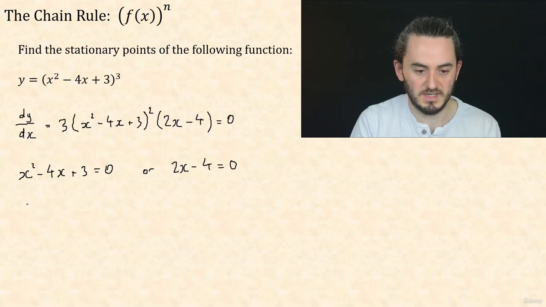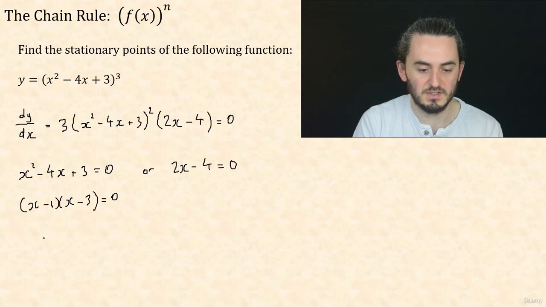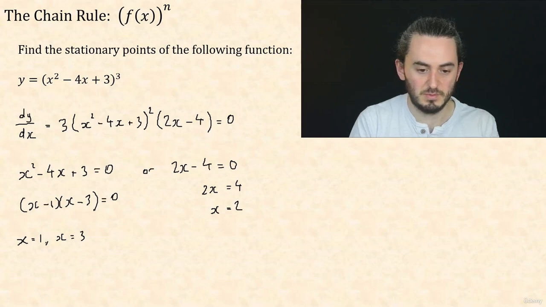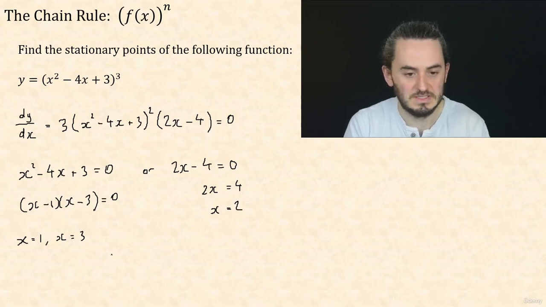Well, here's a quadratic for us, and this factorises: (x minus 1)(x minus 3). Of course, you could just use the calculator to solve that. So we get a stationary point when x equals 1, or when x equals 3, and of course 2x equals 4, so that's when x equals 2. So stationary points at 1, 2, and 3.